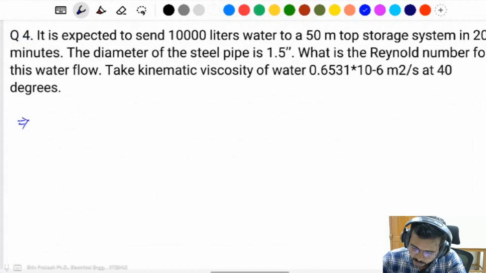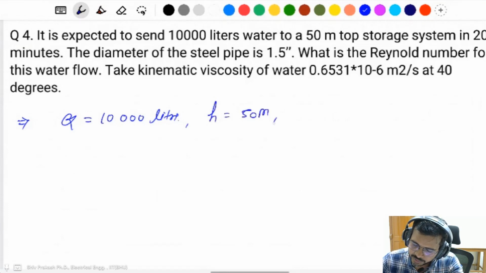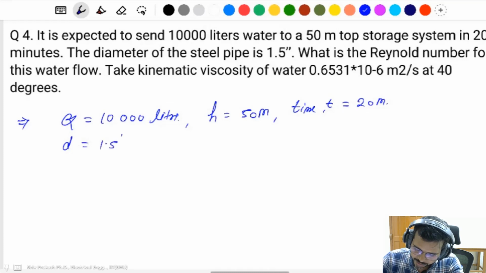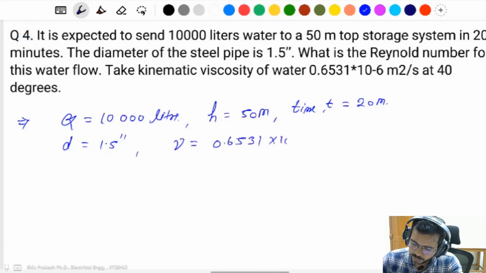Then what is the water flow rate? Q is given as 10,000 liters, and the water head is given as 50 meters. Time is given as 20 minutes, and the diameter is given as 1.5 inch. Viscosity is given as 0.6531 × 10^-6 m²/s.